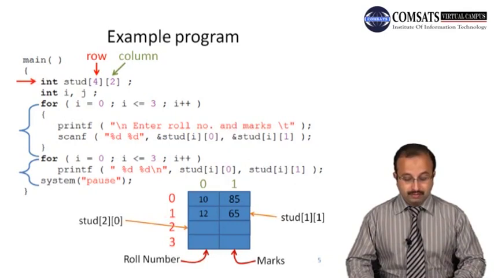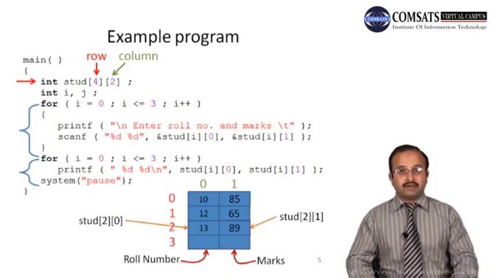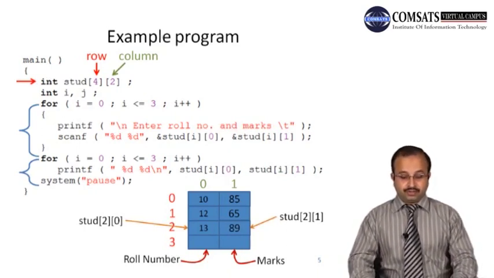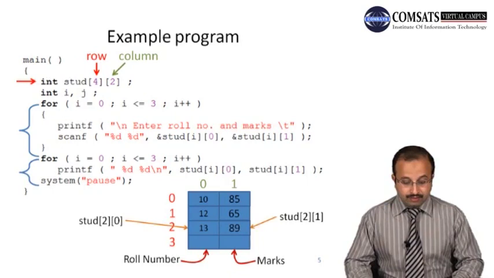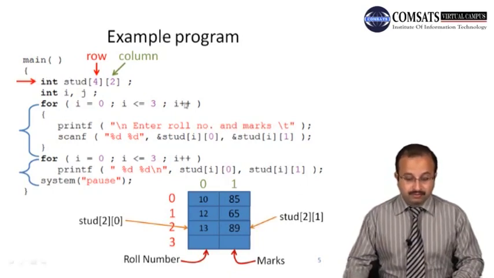So 20 is this element. Let's say the user input the value 13, that will be stored over there, and 21 is this element, and the value entered by the user is, let's say, 89, and the 89 value will be stored at this position. Then again the value of I is incremented, the value of I becomes 3.